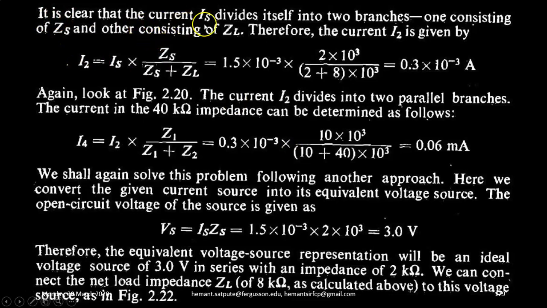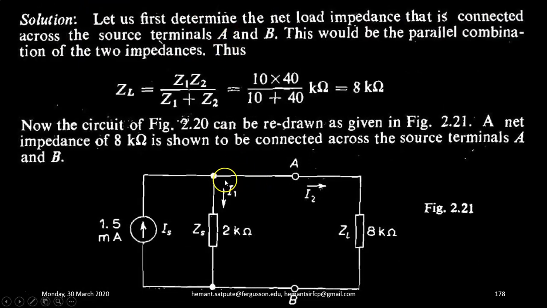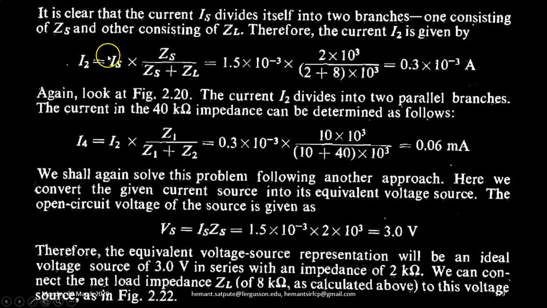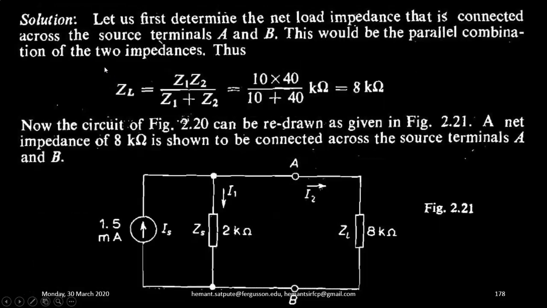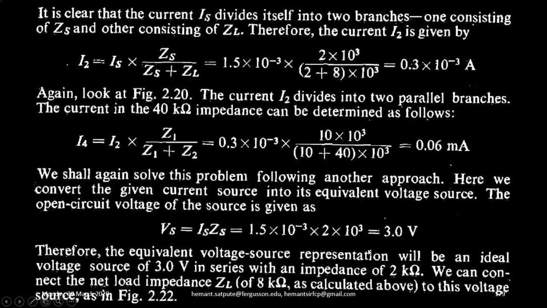It is clear that the current Is divides itself into two branches, one consisting of Zs and the other consisting of Zl. Therefore current I2 is given by I2 is equal to Is into Zs upon Zs plus Zl. Substitute the values and you will get 0.3 into 10 to the power minus 3 ampere, or 0.3 milliampere, as the current flowing through Zl, that is I2.